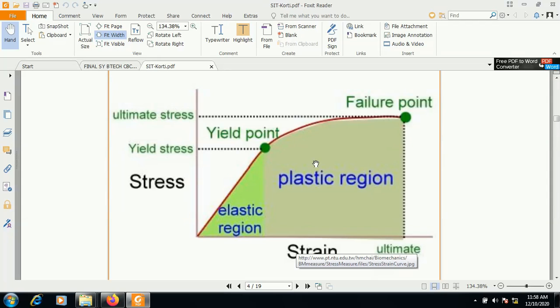After this elastic region, the plastic region will start, meaning stress and strain are not directly proportional to each other. Up to a certain limit, the strain increases as the stress increases, but beyond the failure point, the strain deteriorates as the stress increases. This is called the failure point.